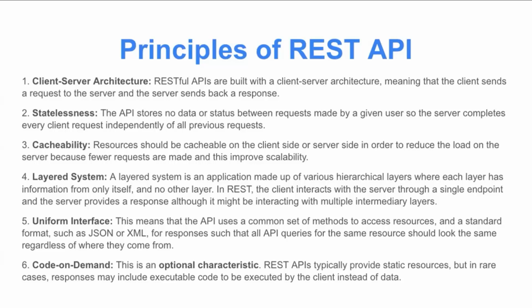Another principle of the REST API is a uniform interface, which means that the API is using a common set of methods to access its resources, and is doing so using a standard format, either JSON or XML like I described earlier, for giving these responses. All the API requests that are asking for the exact same resource should look exactly the same, regardless of where they're coming from.